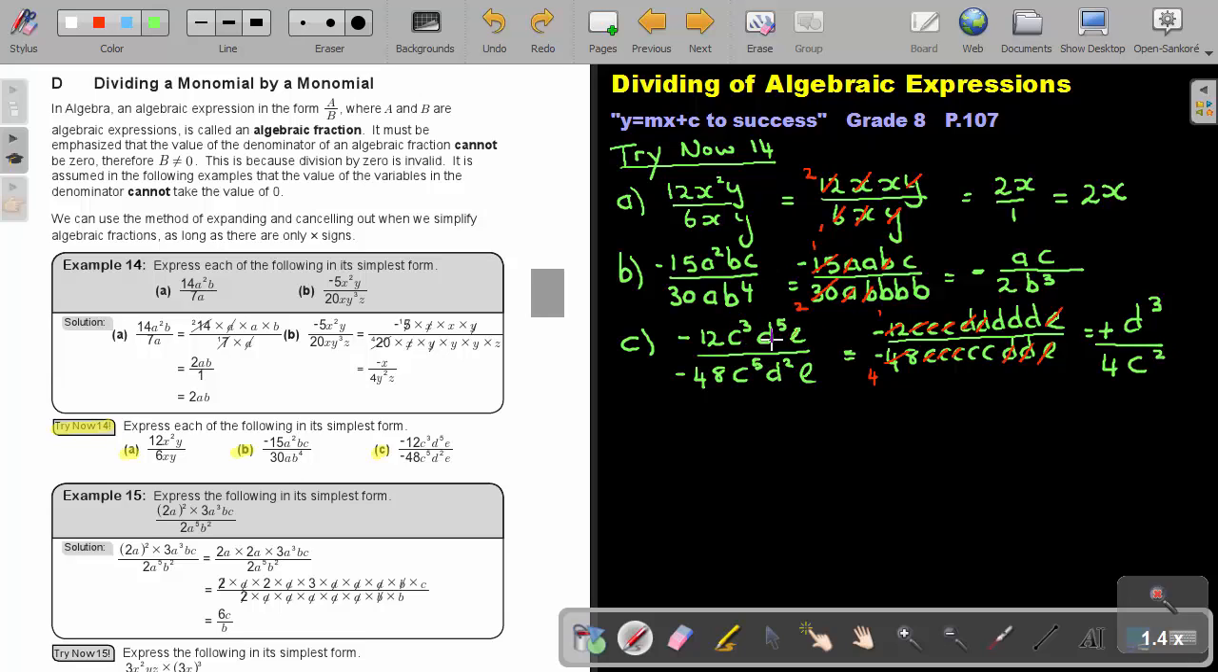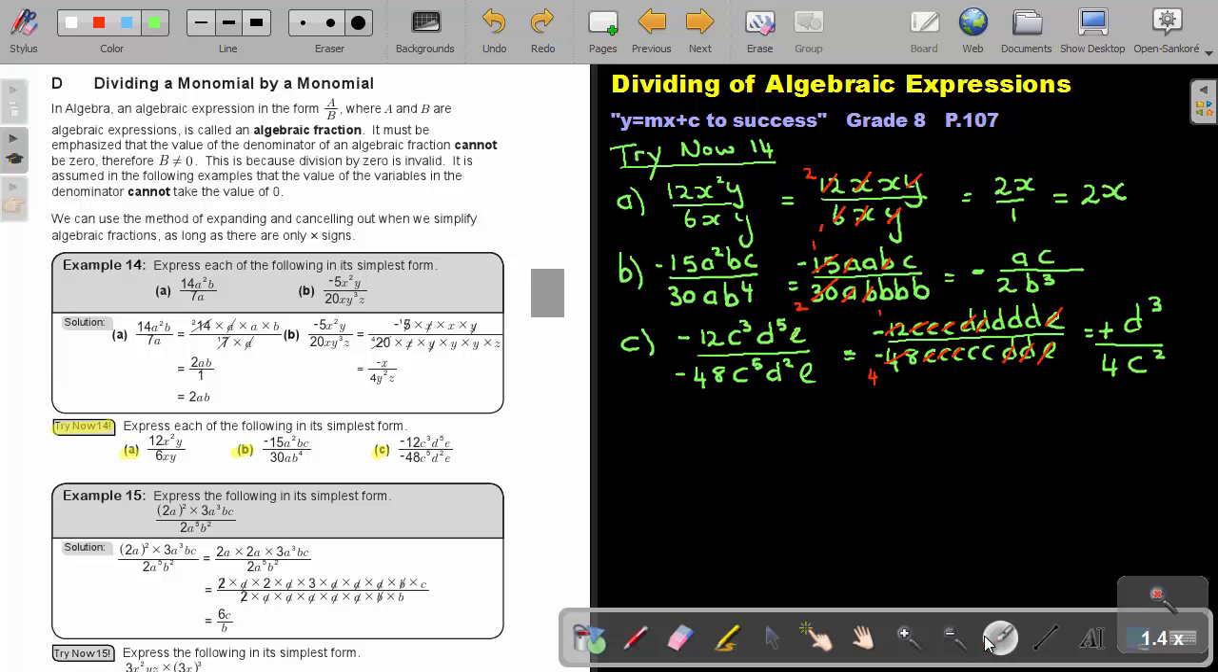Look at the D's. Where's the big amount? On the top, so D. So 5 minus 2, it's 3. And that's the final answer. If it's positive, you do not have to write the positive. So you can just write D to the power of 3 over 4C squared.